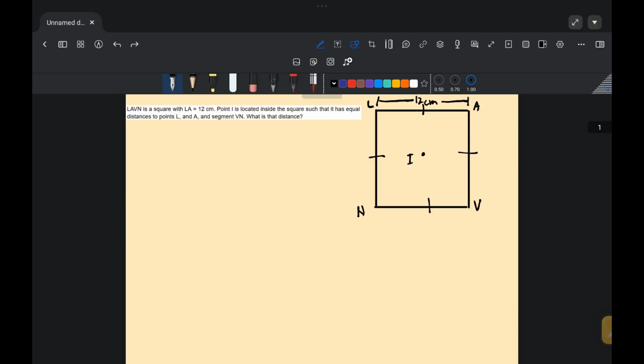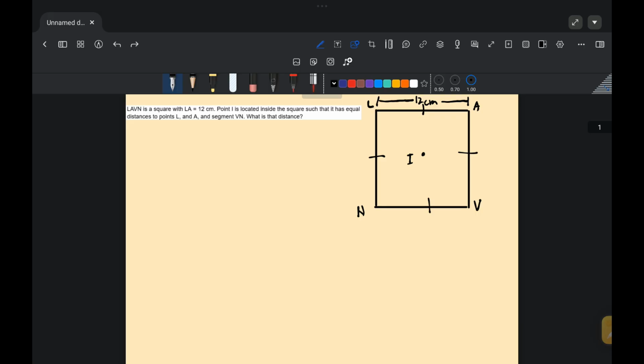LAVN is a square with segment LA equal to 12 cm. Point I is located inside the square such that it has equal distances to points L and A and segment VN. So what is that distance? Since this problem is a square, each side is equal to 12 cm.